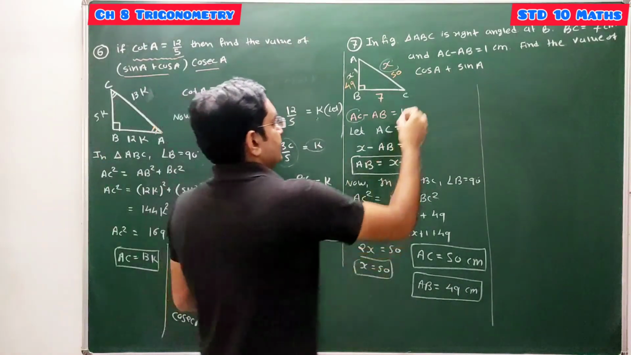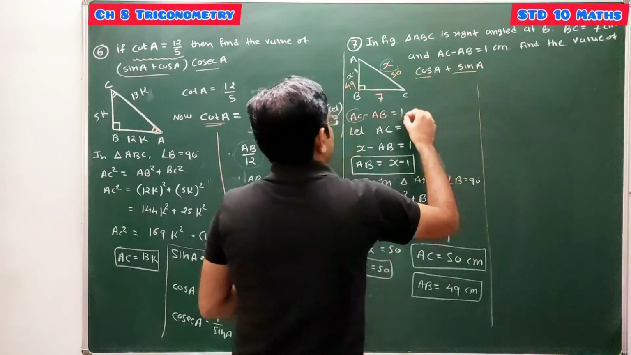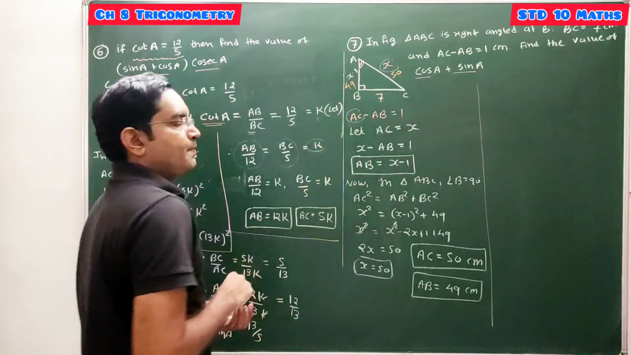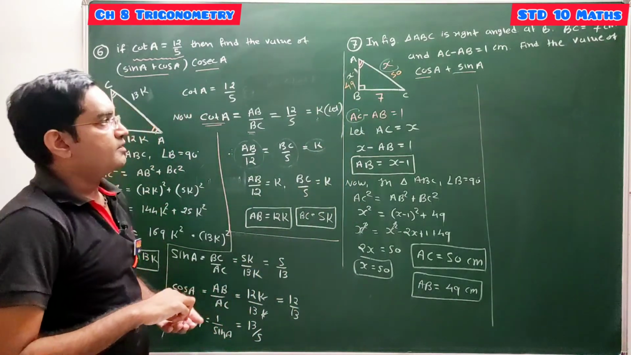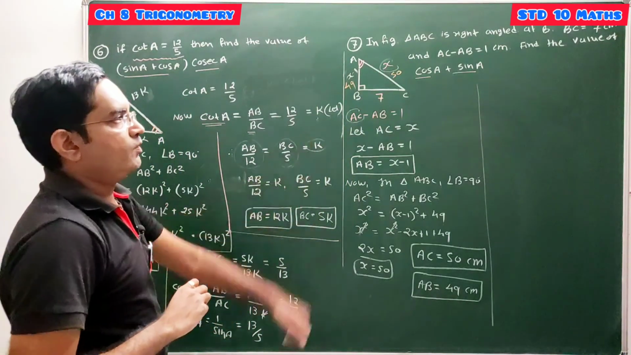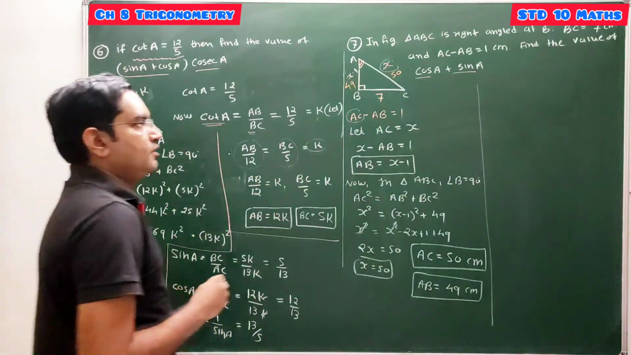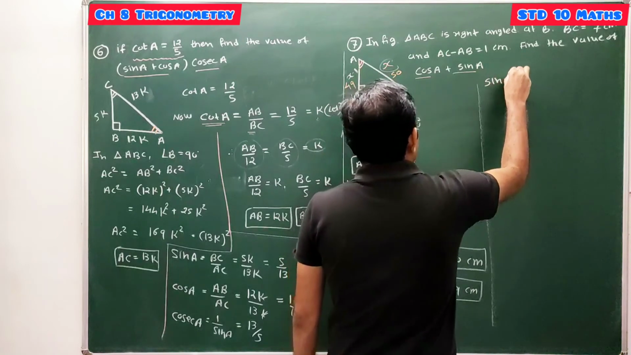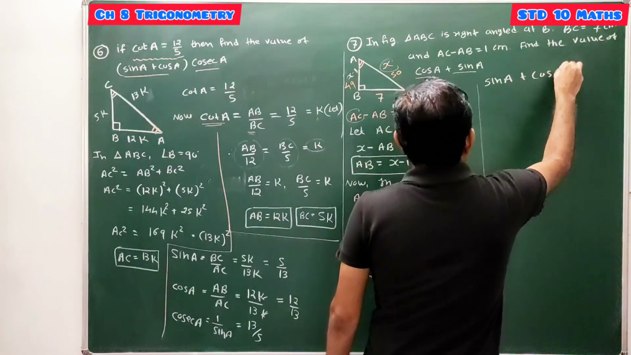So here you have to find the trigonometric ratios cos A and sin A, that is for this A. For this acute angle A, we have to find the trigonometric ratios sin A and cos A, and we have to perform the addition of sin A and cos A. So first we will find sin A, or you can directly write sin A plus cos A.